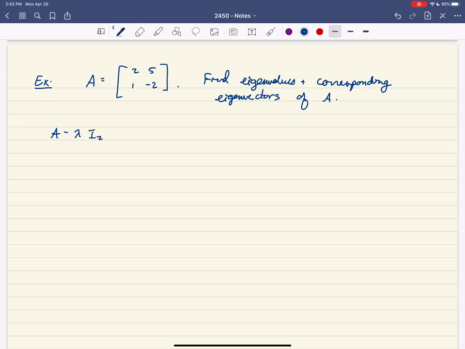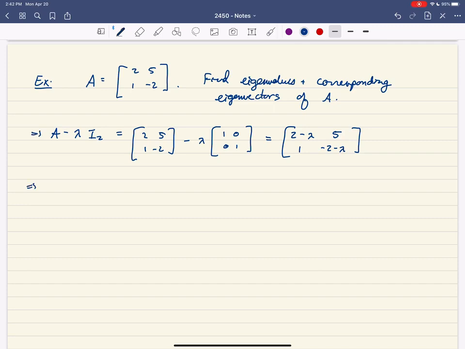Here, A is a 2 by 2 matrix, so the identity that we're looking at is the identity I sub 2. And this is going to be A, which is 2, 5, 1, negative 2, minus lambda times I, which is 1, 0, 0, 1. If we were to multiply lambda through and then subtract these matrices, we'd end up with 2 minus lambda, 5 minus 0, 1 minus 0, and negative 2 minus lambda. So that's A minus lambda times I.